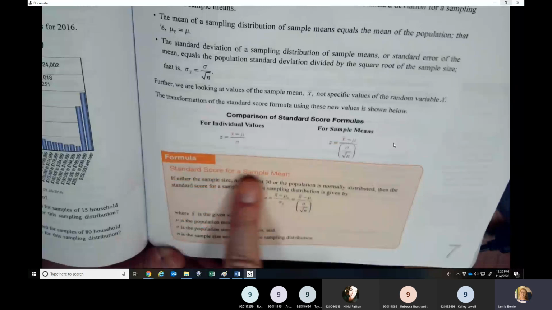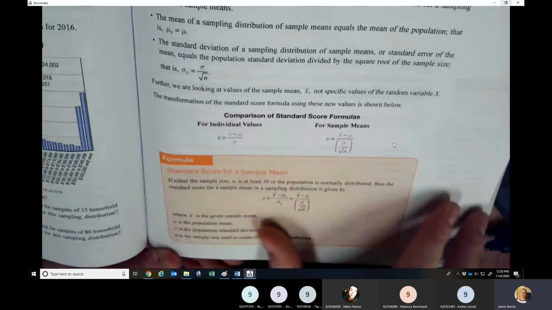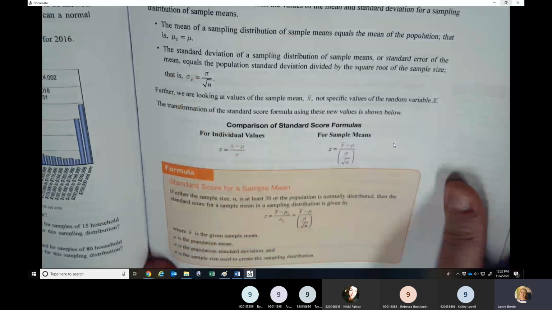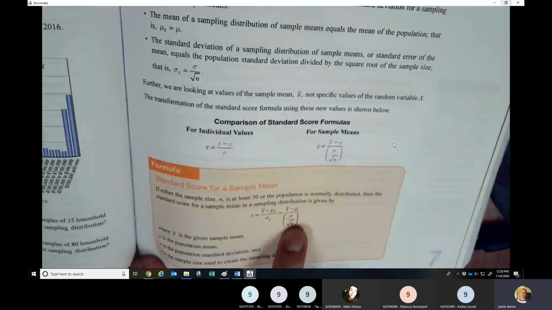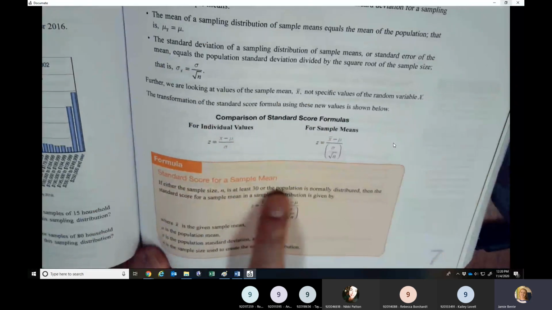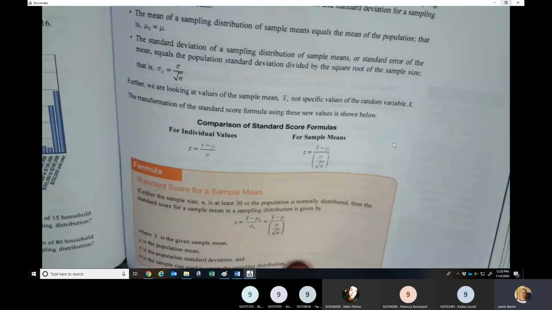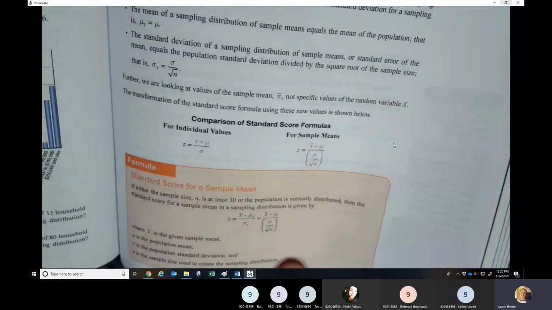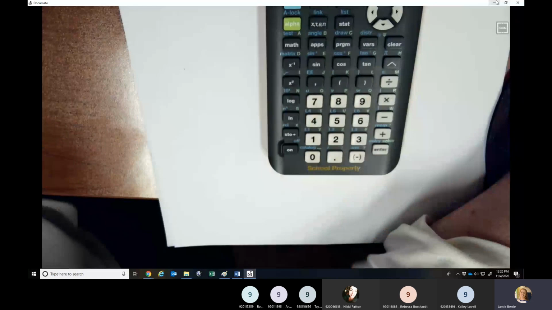There are no problems on the quiz where I ask you to find the standard score for a sample mean. You can see this formula is pretty complicated, and I just don't think it's necessary. I've asked you to find a standard score on a previous quiz, so I feel like I've already tested you over that knowledge. So I don't think it's necessary to test you over that again.